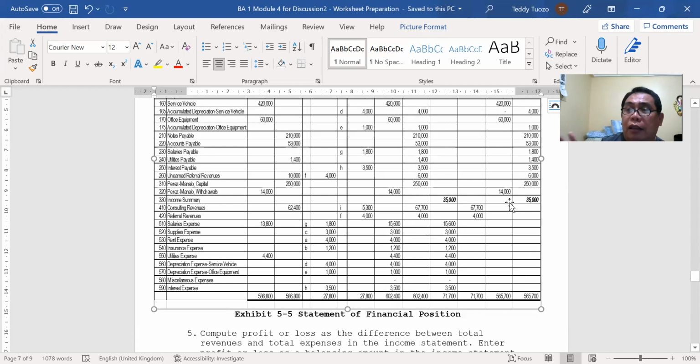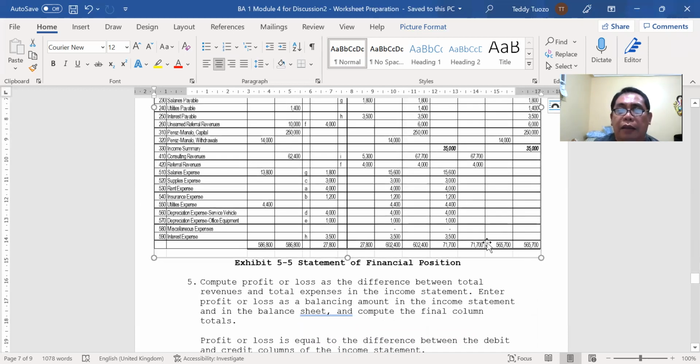So the opposite. Take note that the income summary under the statement of income should be forwarded to the statement of financial position. If it is a debit, it becomes a credit. If it is a credit in the statement of income, it also becomes a credit. Okay, put it in the credit. So it should balance.